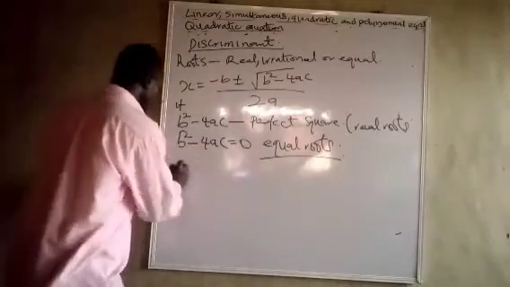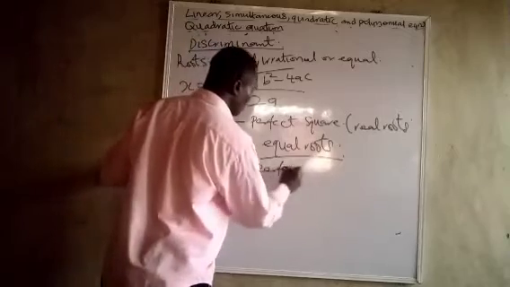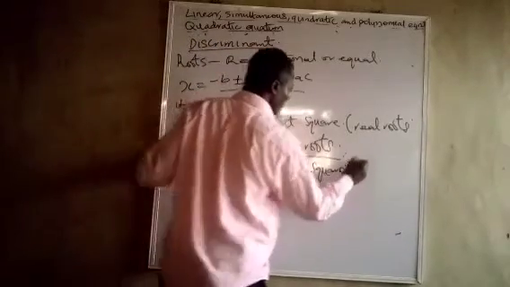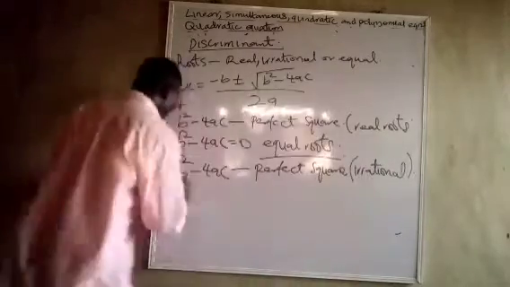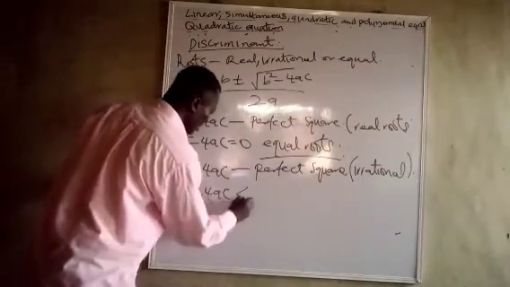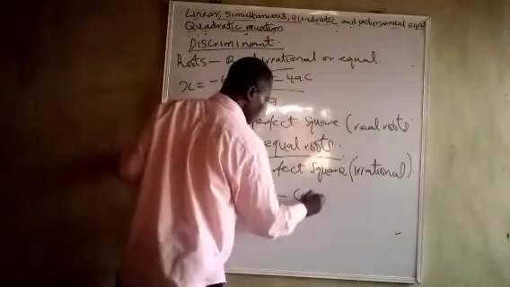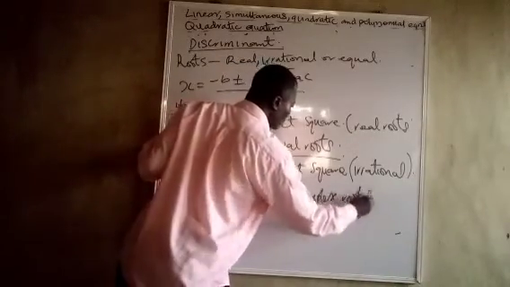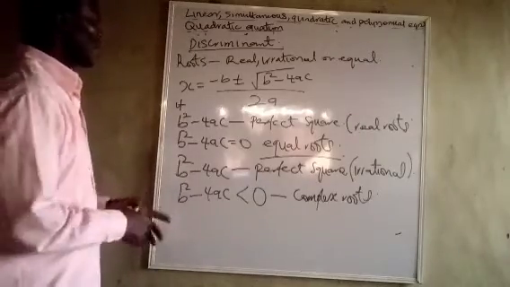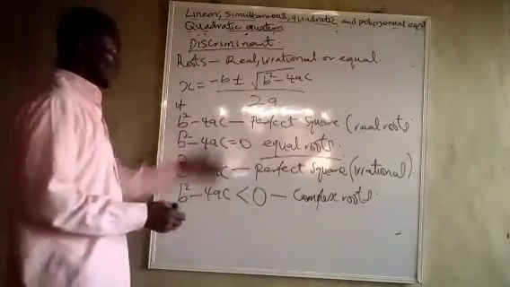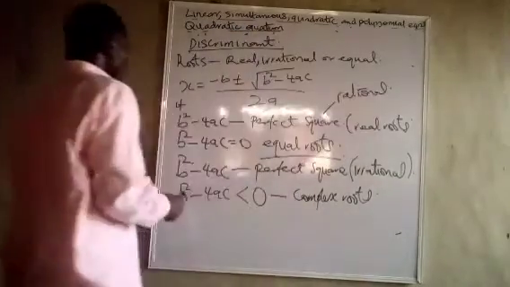And if b squared minus 4ac is not a perfect square, you have irrational roots. When b squared minus 4ac is less than 0, you are going to have what we call complex roots. But when it is greater than 0, you are going to have real roots. And if it is a perfect square, you are going to have rational roots. So that is why we call this the discriminant.